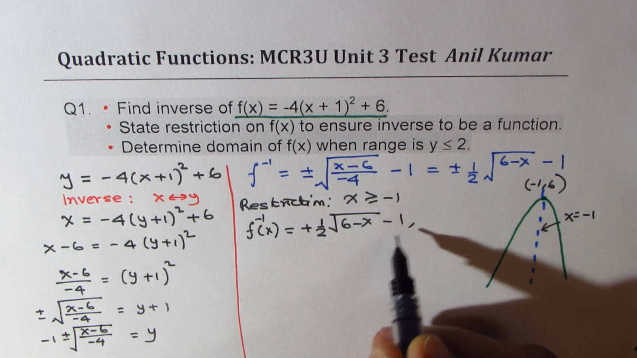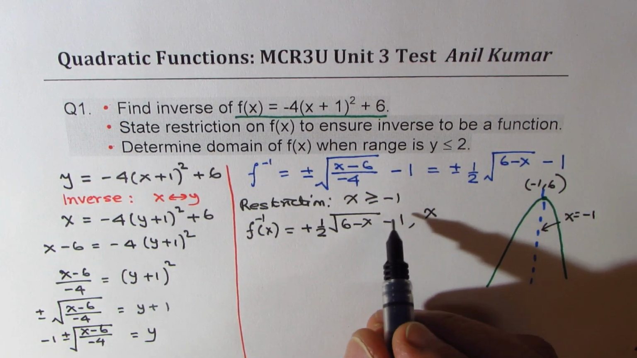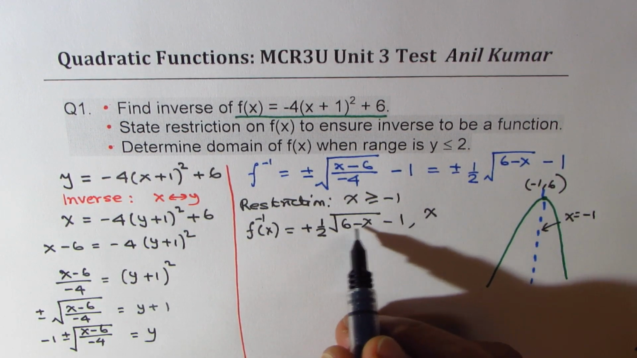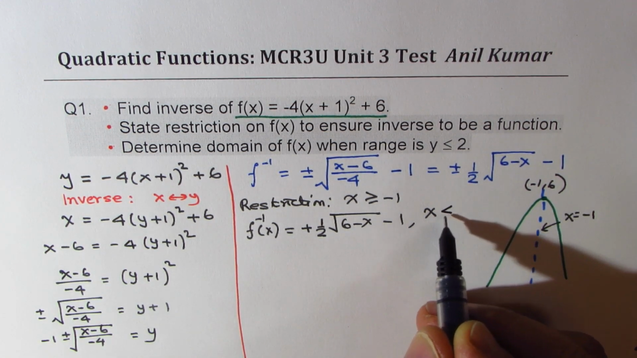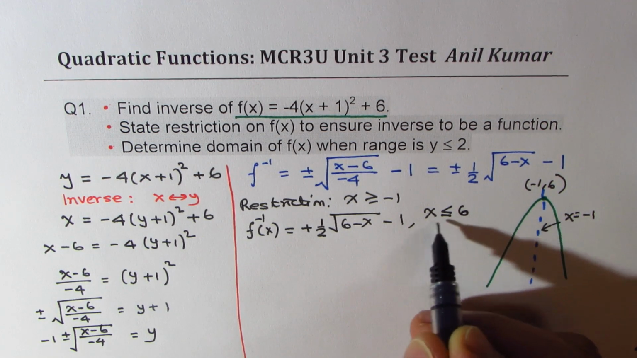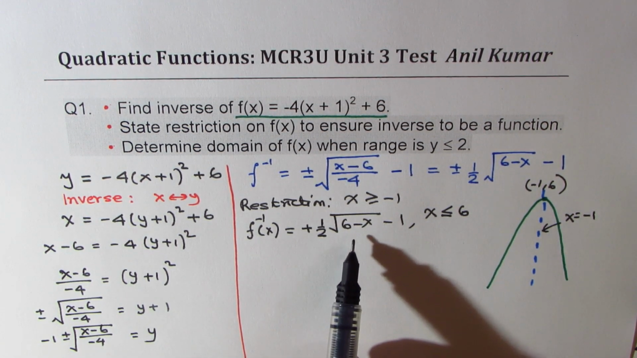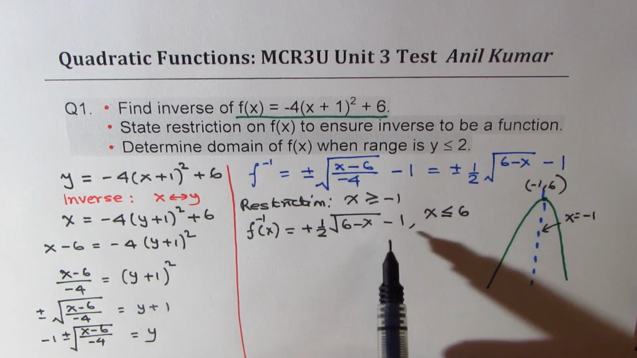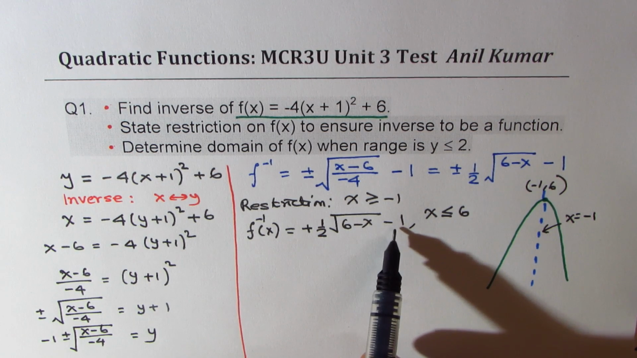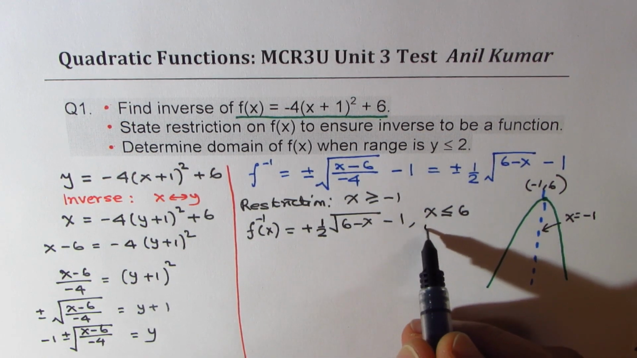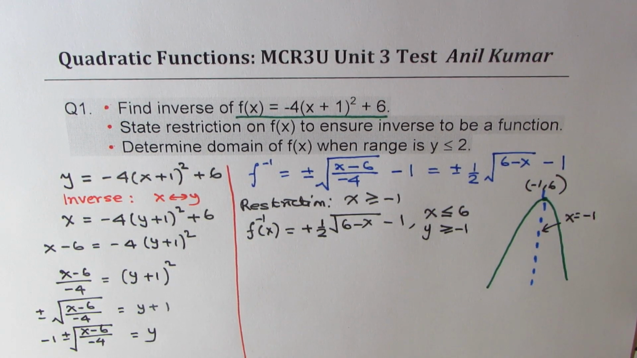So in this case, for the inverse, x is going to be less than or equal to 6. Right? So for 6 it is okay. So it is going to be less than or equal to 6, the inverse of this function. Okay, so that is very important to understand. And the y value, if I restrict the domain, then it is greater than or equal to minus 1. So y is greater than or equal to minus 1 for the restricted domain.